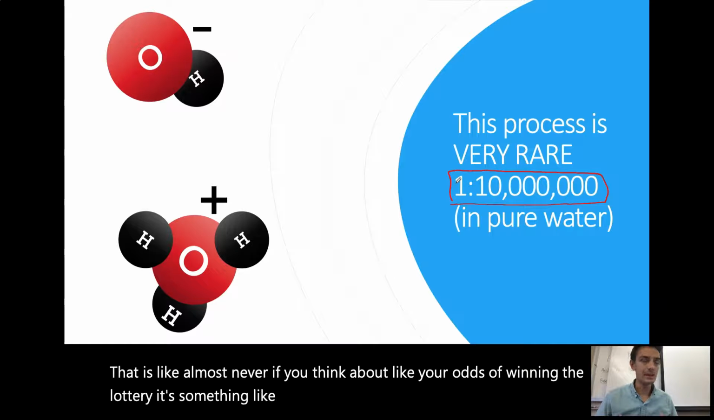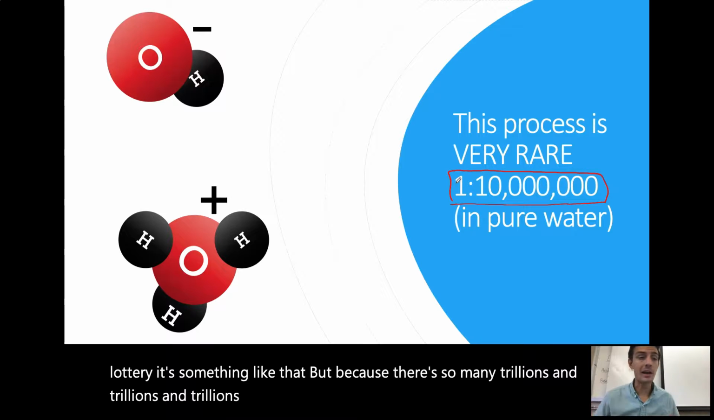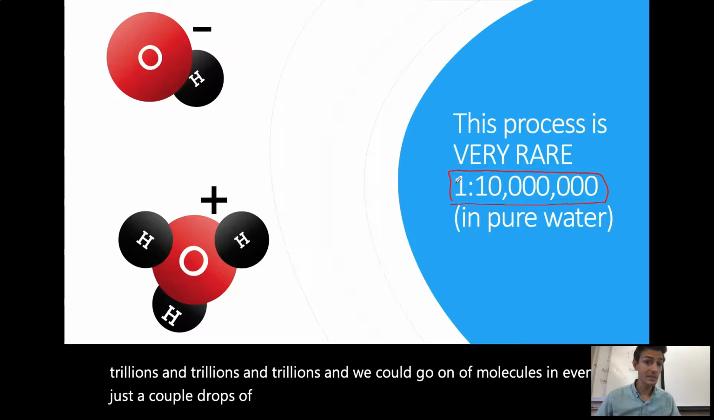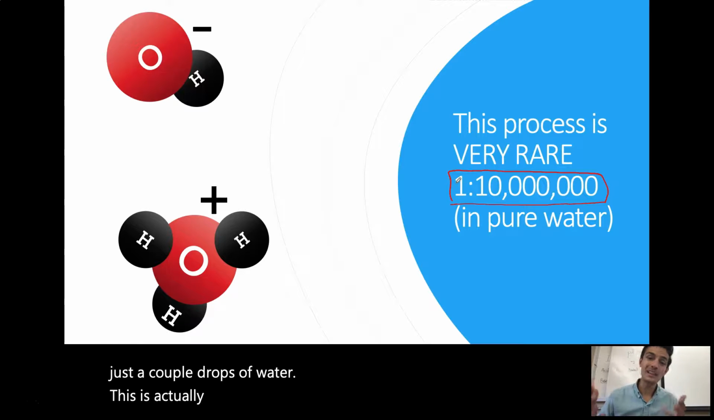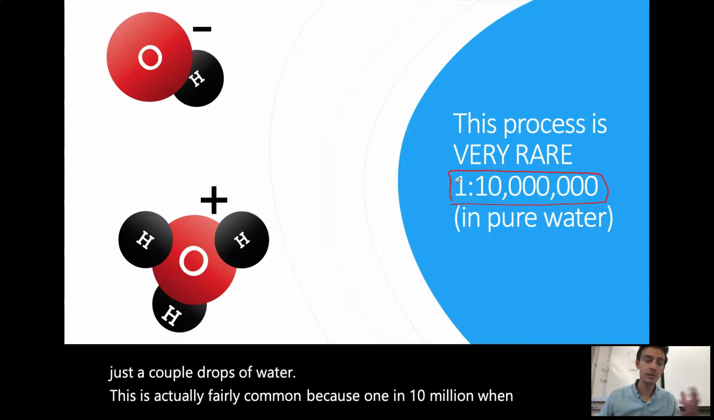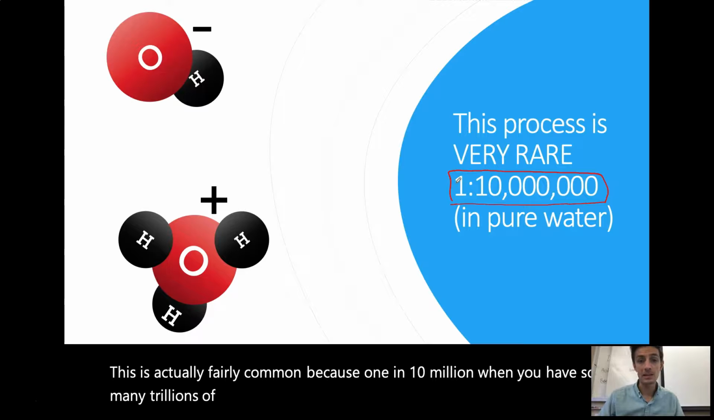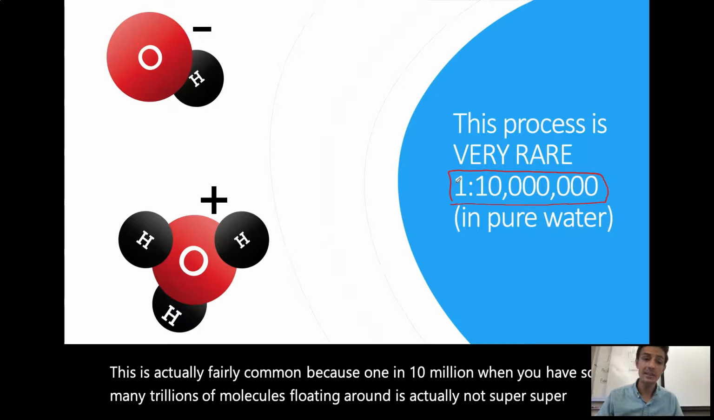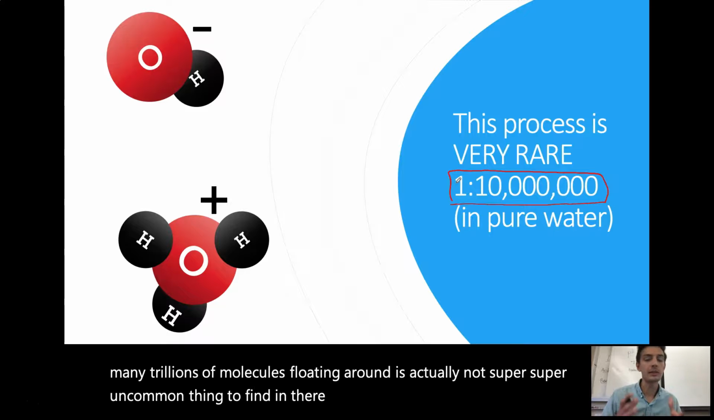But because there's so many trillions and trillions of molecules in even just a couple drops of water, this is actually fairly common, because 1 in 10 million, when you have so many trillions of molecules floating around, is actually not a super uncommon thing to find in there. It's just still relatively rare comparatively to how many molecules are in there.